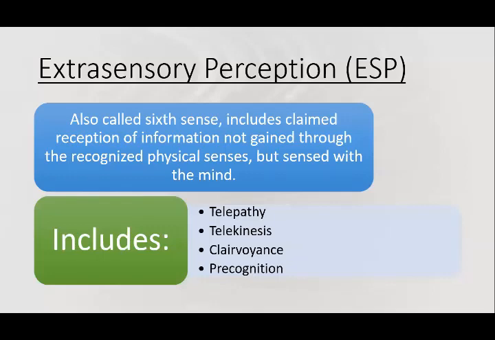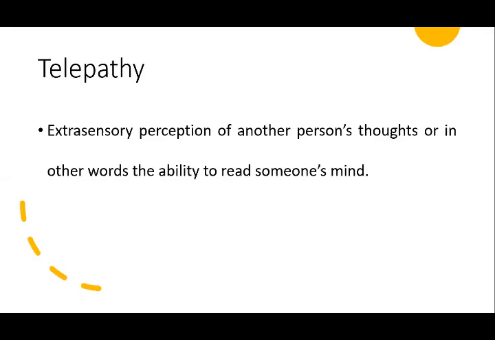Extrasensory perception is a real phenomenon, although it's not scientifically proved, but it is there. Research has been going on since the 1930s, but it's not scientifically proven. And it involves these few things: telepathy, telekinesis, clairvoyance, and precognition. Let's quickly see them as we have short time.